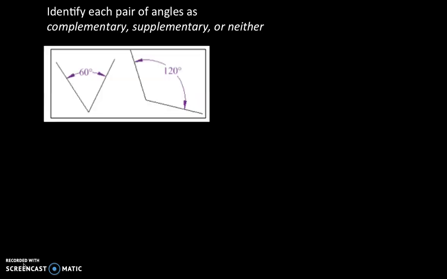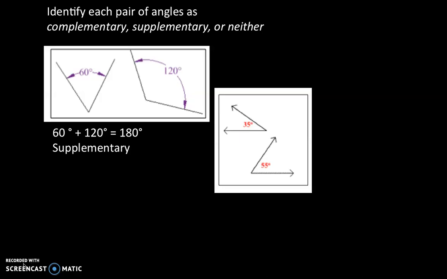Now we're going to look at some pictures and identify each pair of angles as complementary, supplementary, or neither. Look at these first two angles. We have a 60-degree angle and a 120-degree angle. You notice they're not touching each other, and that's okay. All I have to do is add them together, and I see that 60 plus 120 is equal to 180. That means that these two angles are supplementary.